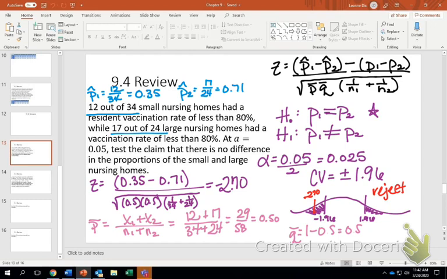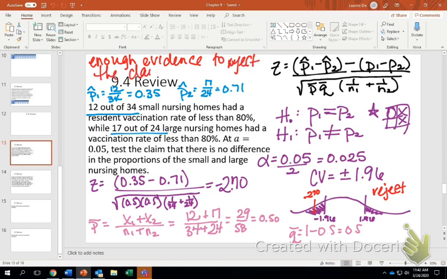So if I were to do my little box where I crossed out my stuff, I would say it is this top left-hand statement, which should read as, there is enough evidence, and I don't really have room at the bottom, so I'm going to write it at the top. There is enough evidence to reject the claim. The claim being that there is no difference in the proportions. There is, apparently. We have evidence to support that there is. All right, so that is our answer for that.